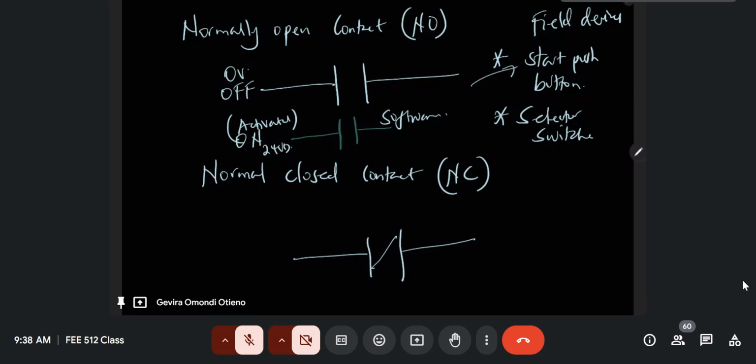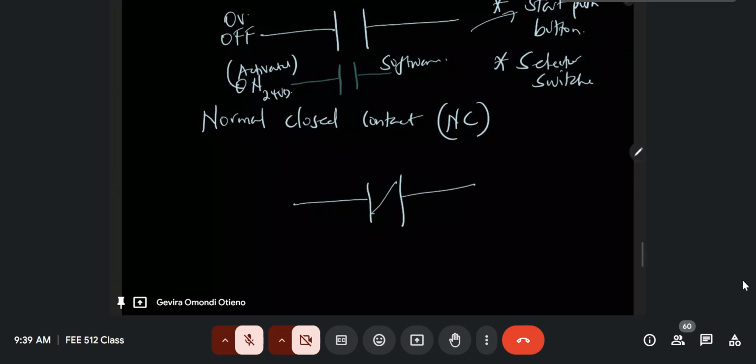The symbol is the same, but when it turns green, when it is activated, it is now closed, meaning it allows logic to pass through. In its normal state, it is black, meaning logic is not flowing through. When you give it some energy, it turns green, meaning it is now allowing logic to pass through.